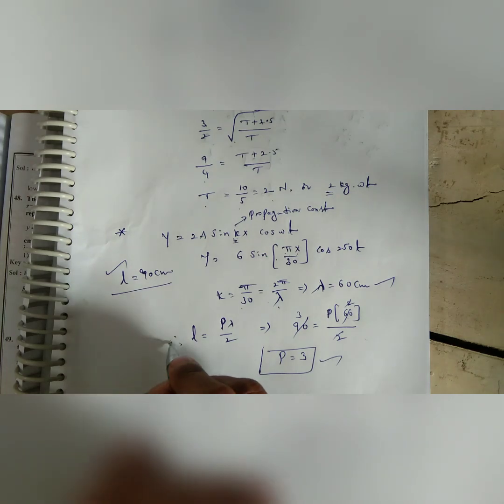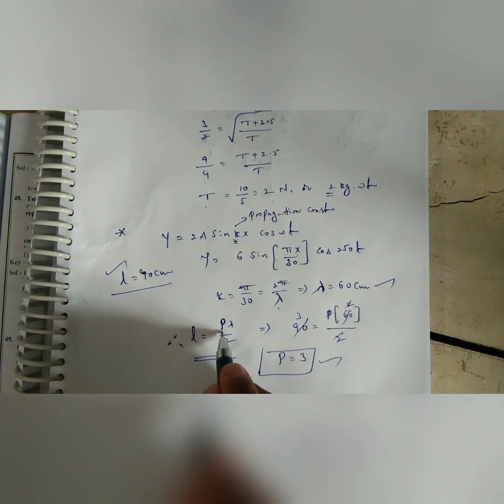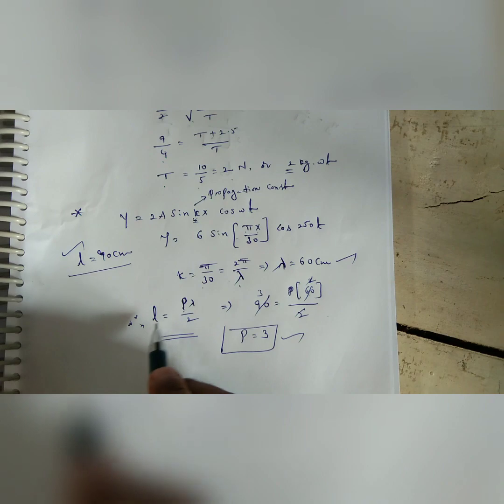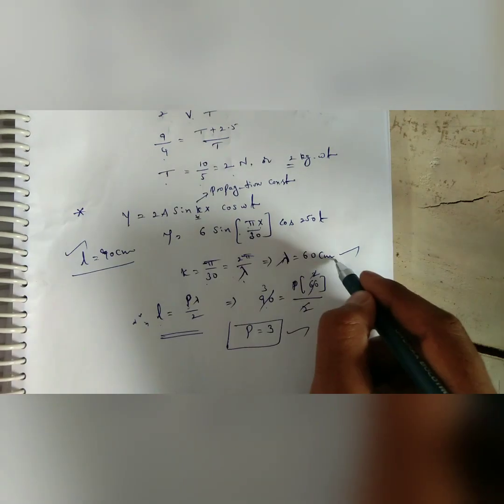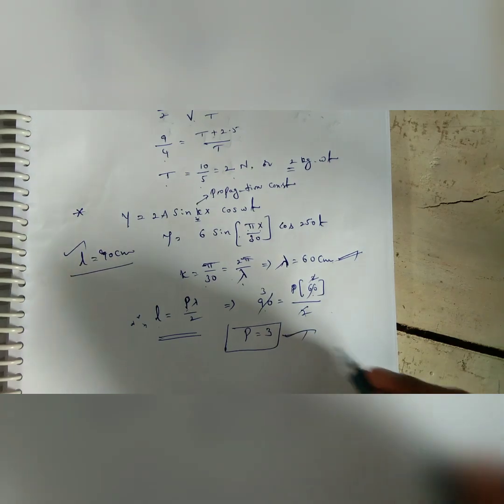Now, we have the formula L is equal to P lambda by 2. Here P is the number of loops. What we need to calculate? The number of loops. So that's why we need to calculate the P value. L is given as 90. Just now we calculated lambda equal to 60, divided by 2. With that, P is equal to 3. So P represents the number of loops.